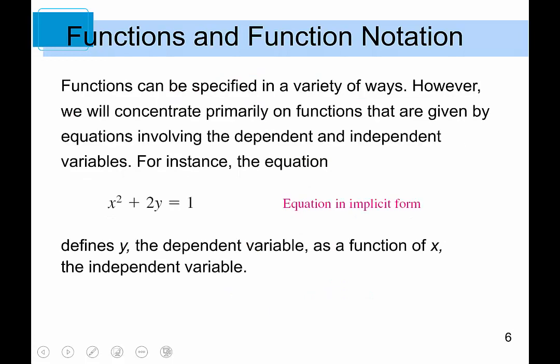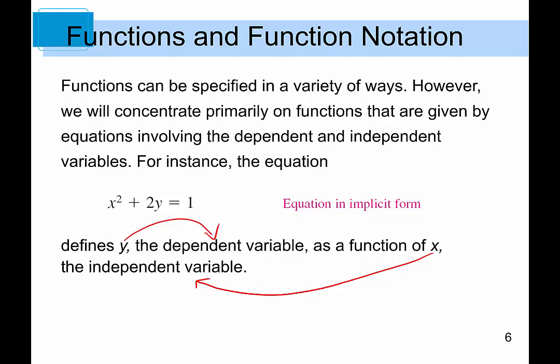A function can be specified in a variety of ways. However, we will concentrate primarily on functions that are given by equations involving the dependent and independent variables. For instance, the equation x squared plus 2y equals 1. So this is the equation. Here, y is the dependent variable, and x is the independent variable.